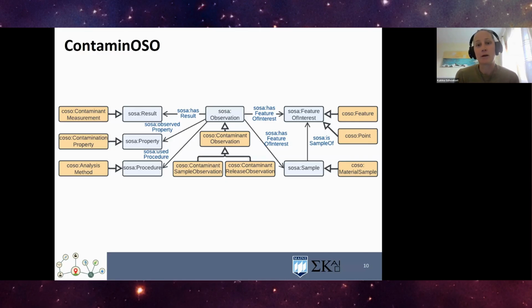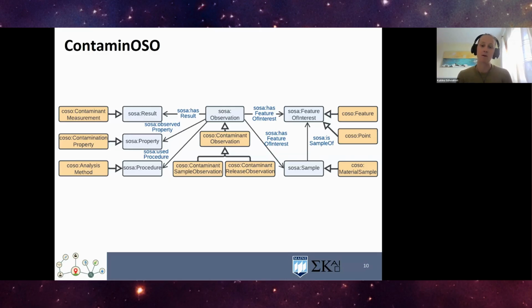So the backbone of the observation graph is an ontology that we've named Contaminoso. This is really an extension of SOSA, which is an ontology about observations and measurements. And we're extending this to support observations about chemical contaminants, specifically in our case, PFAS chemicals. So the main central feature in this graph is the observations, which are contaminant observations.